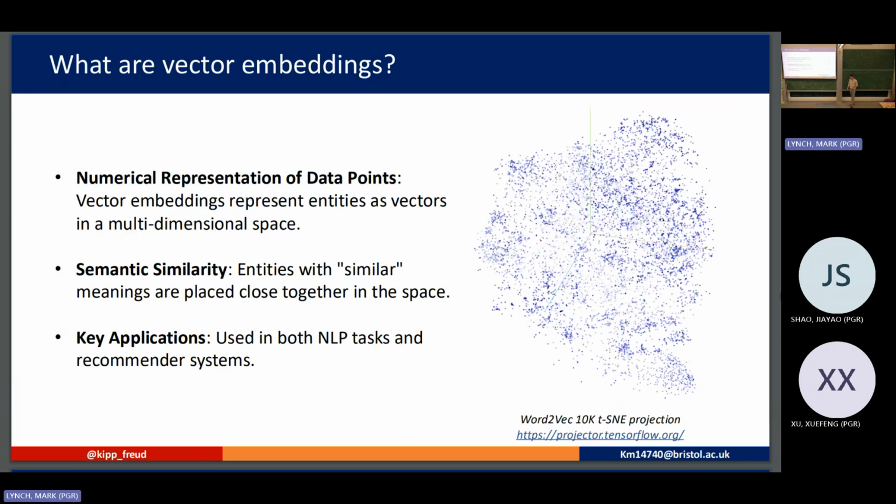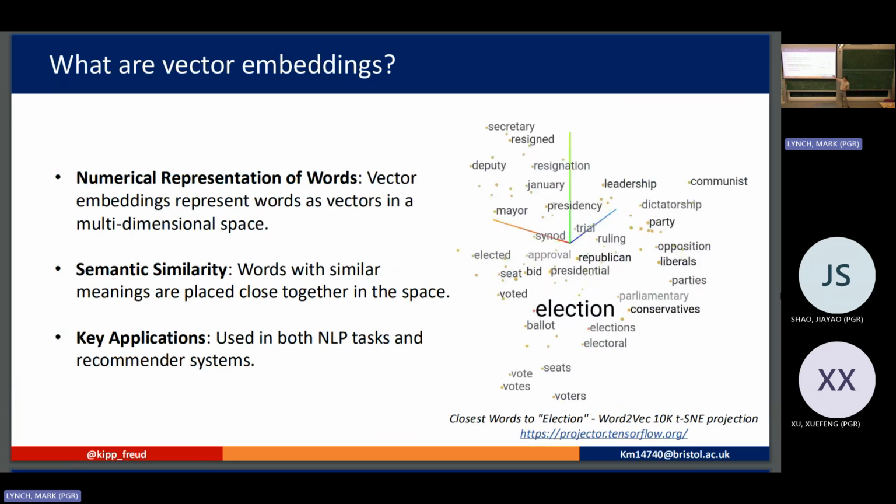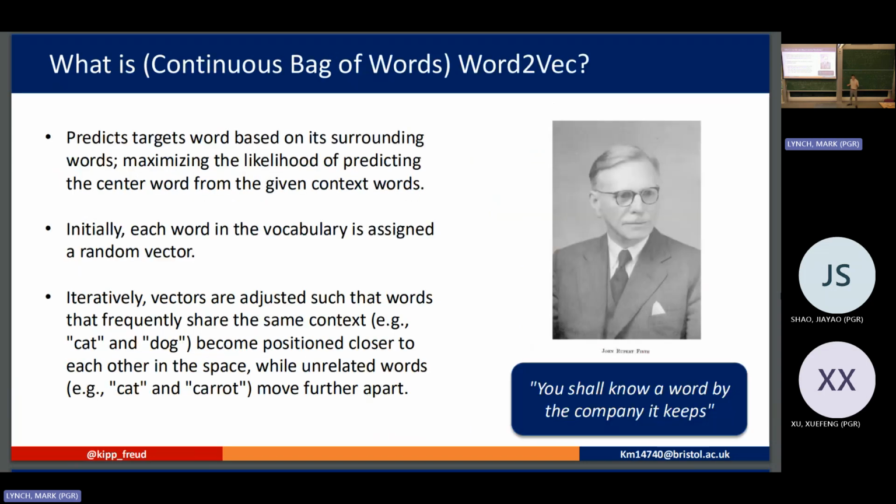be positioned close together. For example, if we take the word election and we find the closest words to election in this projection of the word vector space, you can see that we get conservatives, Republican, dictatorship, and many more words. You can see that semantically similar words have been pushed together in this vector space. There are various ways of forming a vector space and positioning entities within it, but the one that I'm interested in is a continuous bag of words, word-to-vec model.